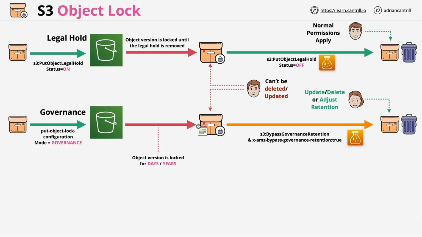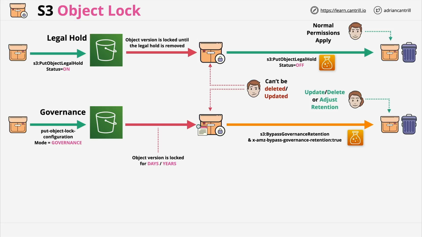So the important thing to realize here is while an object is locked for a given retention period using the governance mode, you can't make any changes to object versions or delete them, but you can be provided with the S3:BypassGovernanceRetention permission, and as long as you have that and specify the x-amz-bypass-governance-retention:true header, then you can override the governance mode object lock during the retention period.